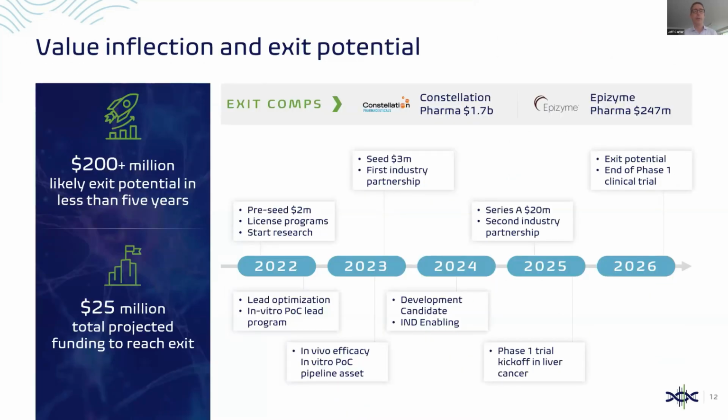We think we have visibility to a $200 million exit in 5 years. You can see that I've got rounds laid out there that bring us to about a $25 million total amount raised. These 2 comps are very similar to what we're doing. The difference in valuation is market conditions. Neither of them were generating revenue when they exited. Constellation exited in 2021. Epizyme exited in 2022. So my projection is at the low end of the 2022 range. There's no market going up built into my projections, so I feel like it's a good baseline.